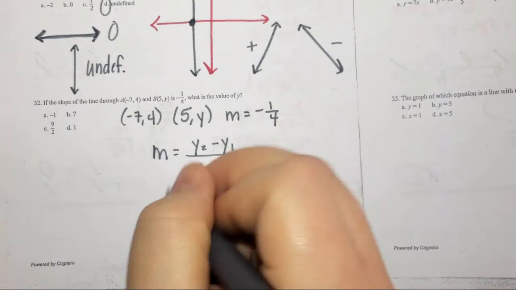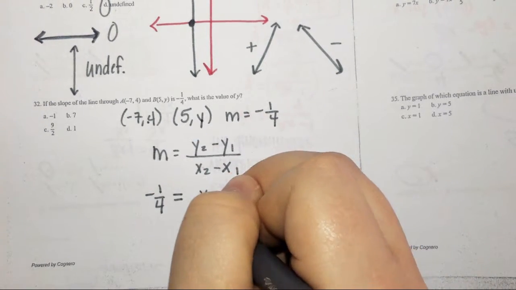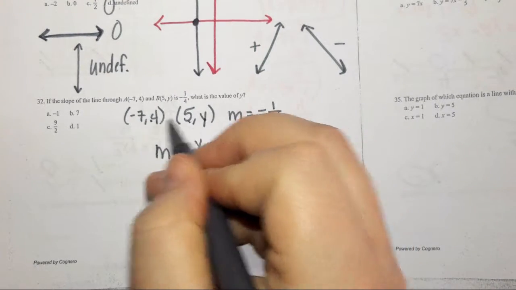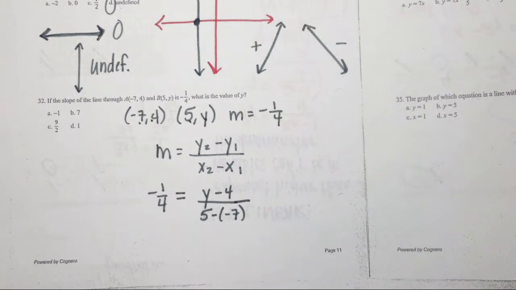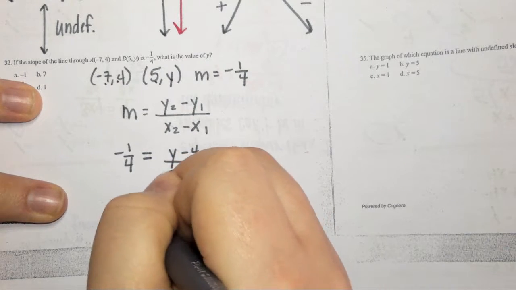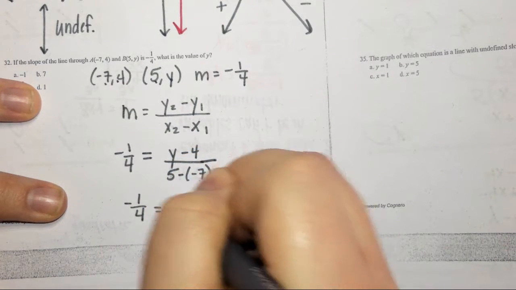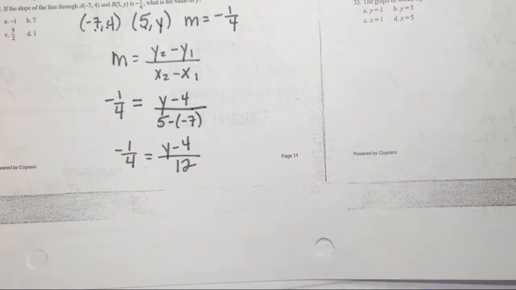So in our case, we know the m is negative 1/4. y2 minus y1, that's going to be y minus 4. x2 minus x1, that's going to be 5 minus a negative 7. I can't clean up that left-hand side any, but on that right-hand side, I can combine those two numbers in the denominator to get 5 plus 7, which is 12. Now, we're not done, clearly, because we've not reached an answer choice. From here, we could cross multiply, or we could just use our brain. So I'm going to do both.